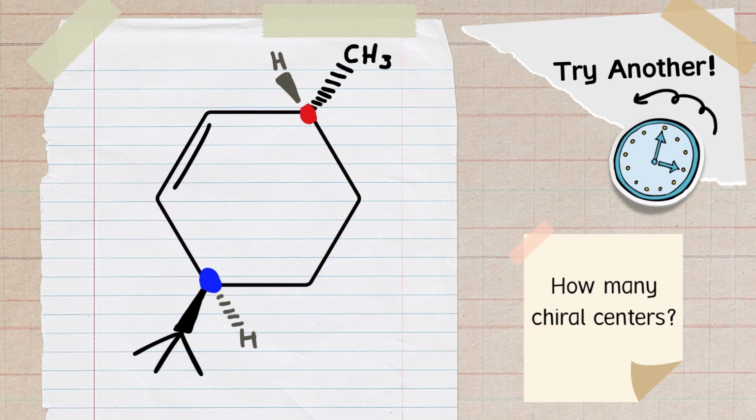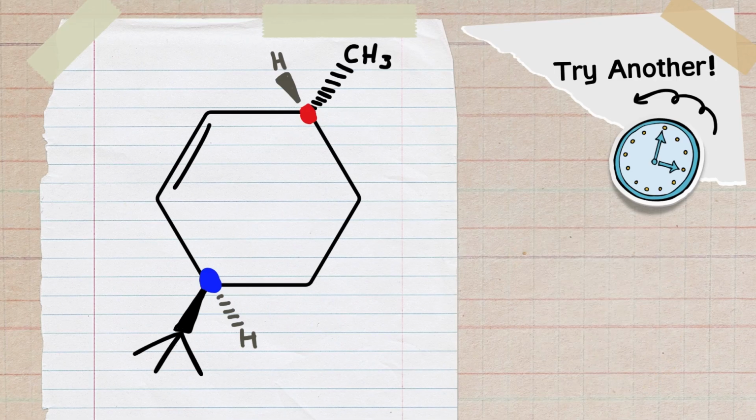Thus, we've got 2 chiral centers, each with their own configuration. Let's try out the 4 steps. What was step 1? Yeah, this is the most challenging step, ranking the groups by atomic weight at first point of difference. So we've got hydrogen, carbon, carbon, and carbon. Obviously, hydrogen is the lightest atom, so we can automatically make it group 4.